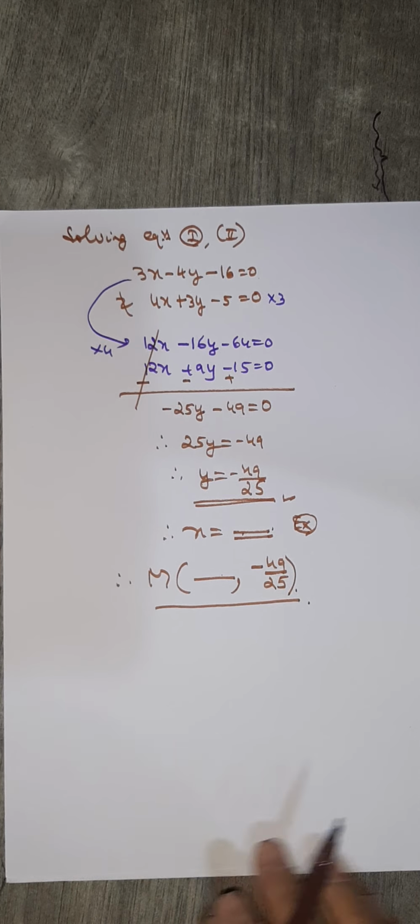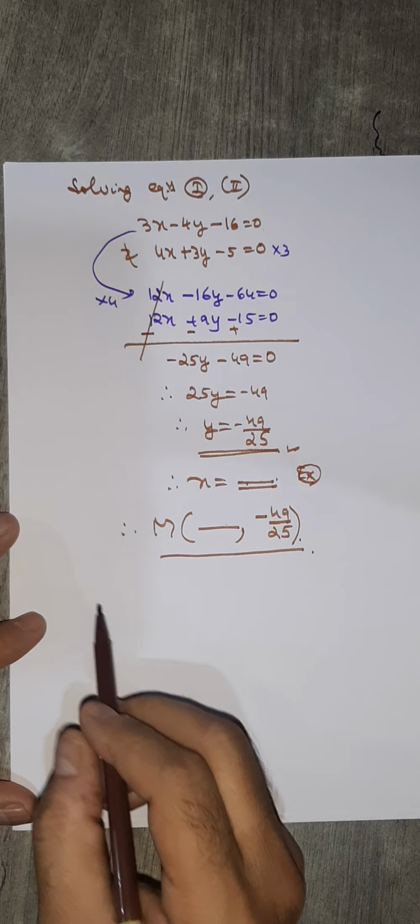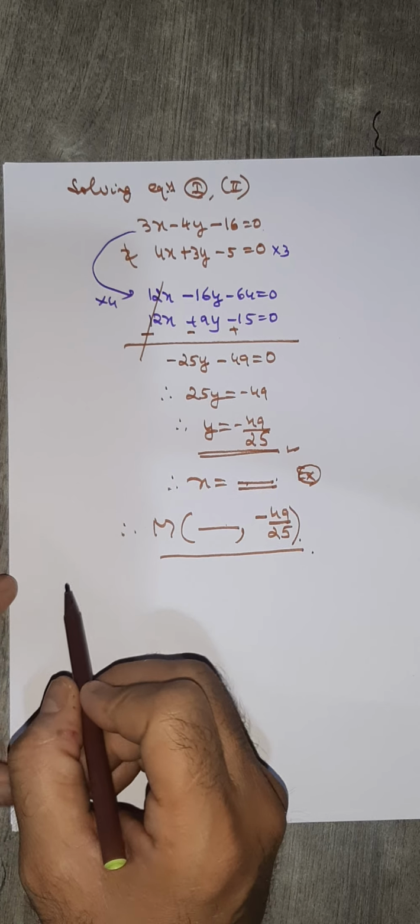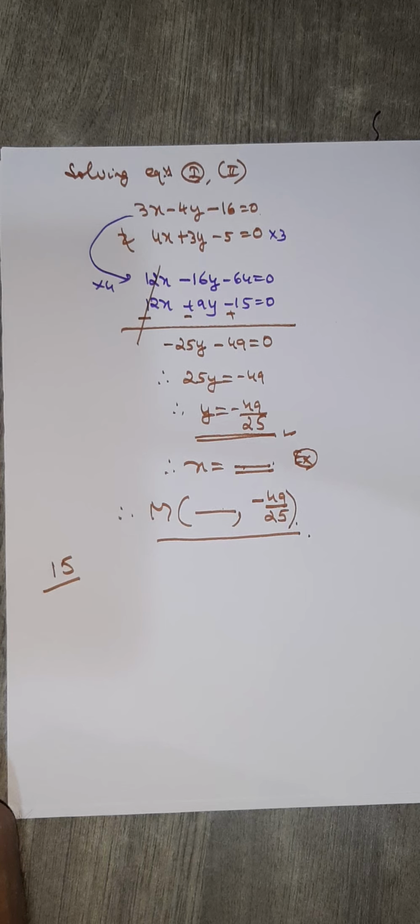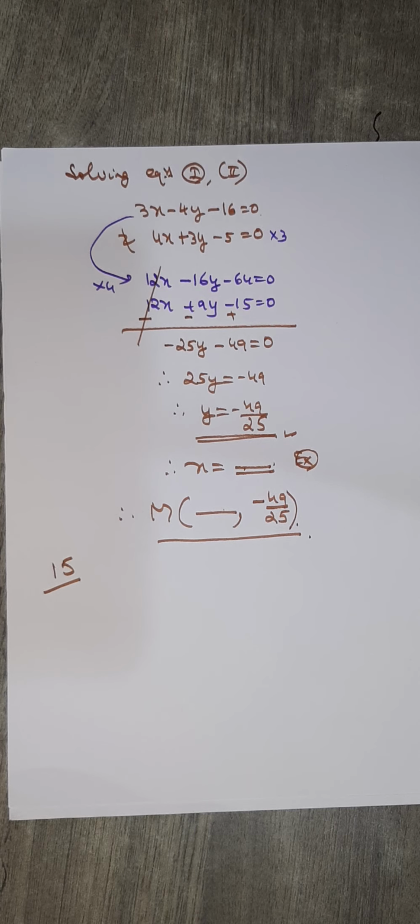Okay. Next question. Question number 15, I suppose. What does it say? The perpendicular from the origin to this line meets at the point minus 1 comma 2. Find the value of m and c. That's the question.